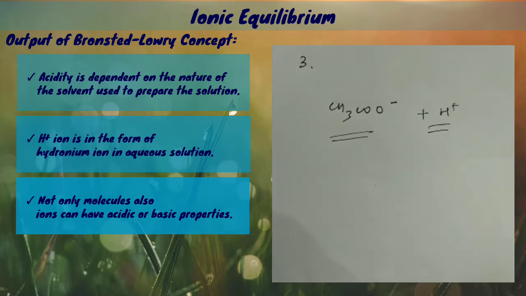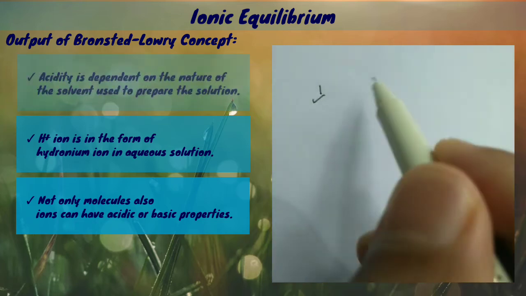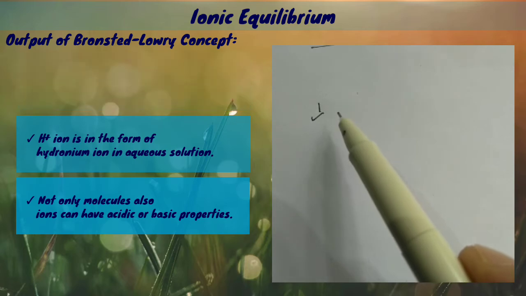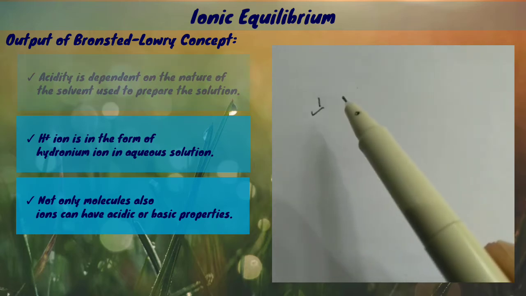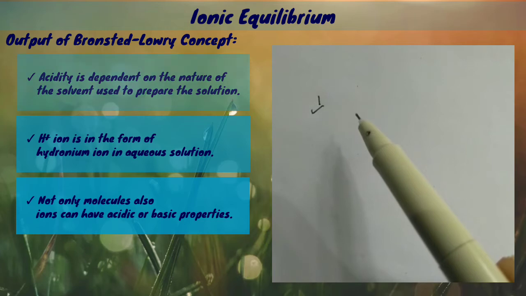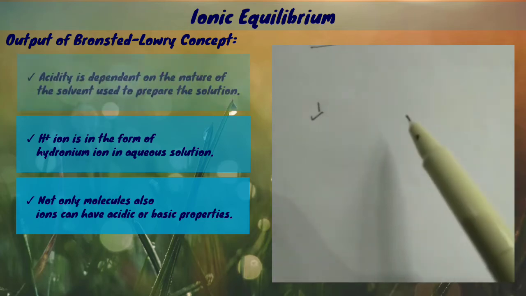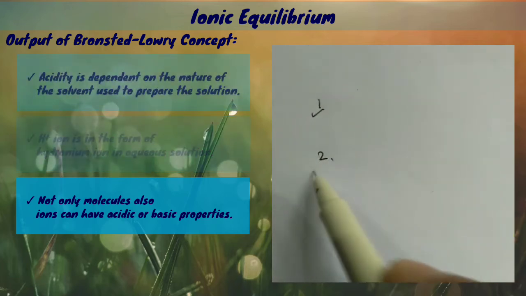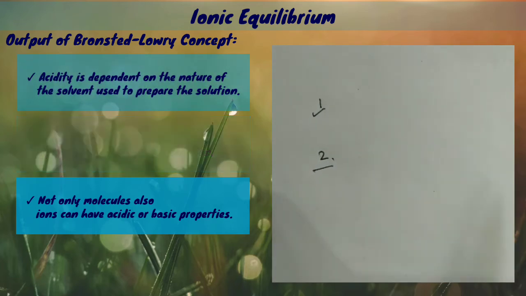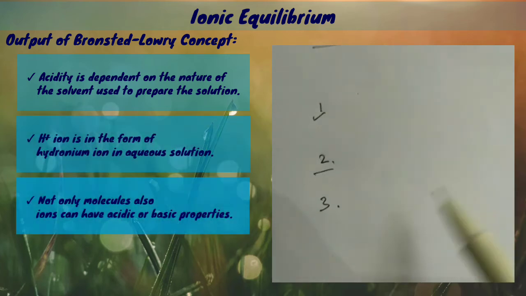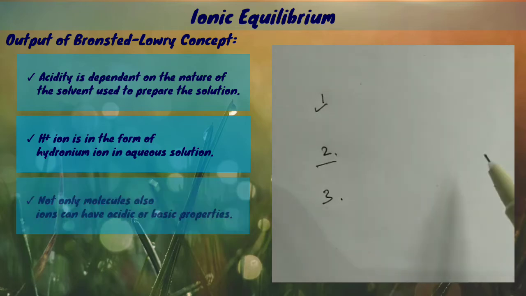So I hope you understand the outcome of this Bronsted and Lowry concept. It means there are mainly three concepts. The first concept is that the acidity or the basicity does not only depend upon that particular substance, it also depends upon the other substance which is added to that substance. Second, that H positive ion actually exists as hydronium ion, and third, that ions can also show the acidic or basic nature.